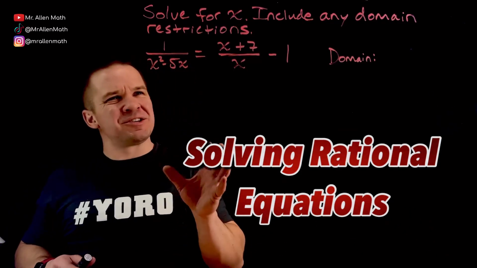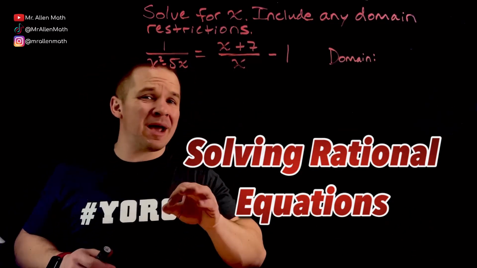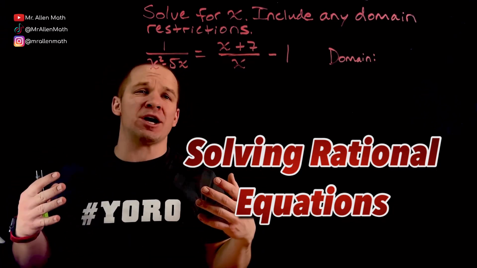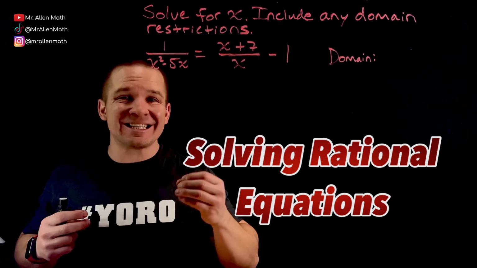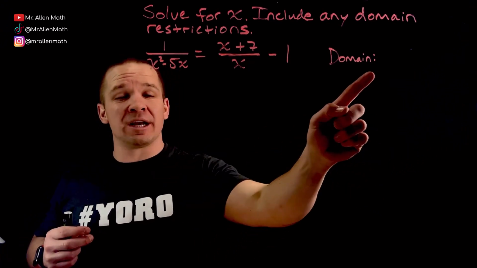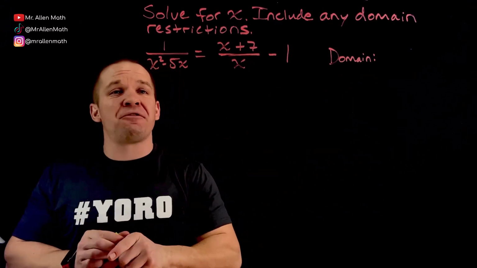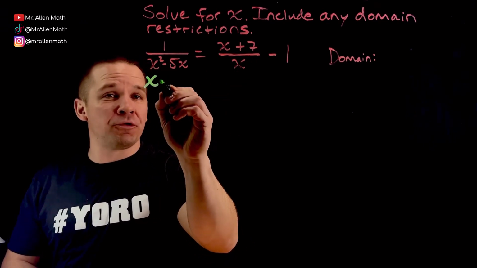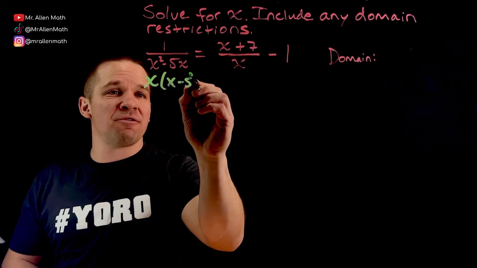Mr. Allen here. We're about to solve for x and include any domain restrictions in this rational equation that we have here. Now, first step for solving any rational equation, we've got to figure out our least common denominator, which is also going to help us out with our domain restrictions. So I'm going to factor this first denominator right here. I can take out an x from both terms, leaving me with x minus 5.